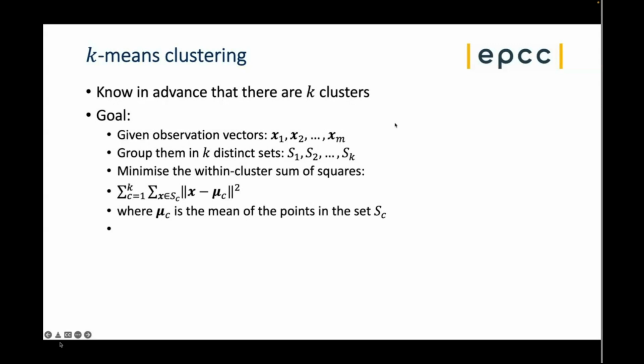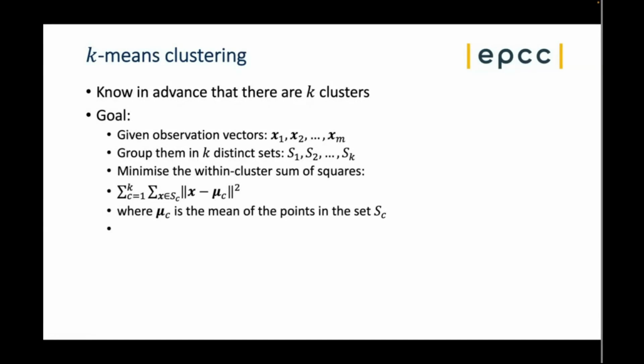So with k-means clustering, given these observation vectors, so m different observations, m different points on the plot, can we group them into k distinct sets? So give them k different colors. So in our previous example, m was fairly big. We had quite a lot of dots on the plot, and k was 3 because we were trying to plot them into 3 different groups.